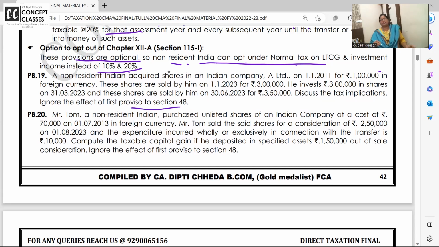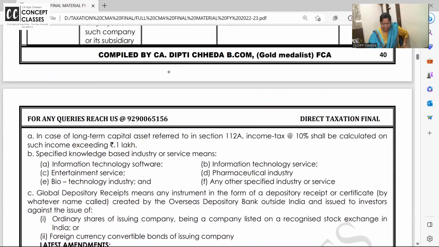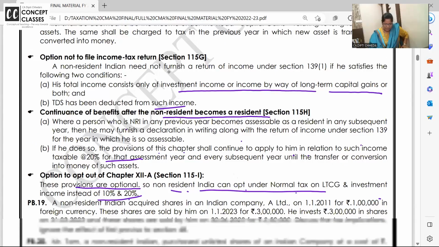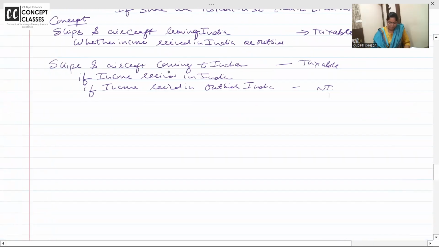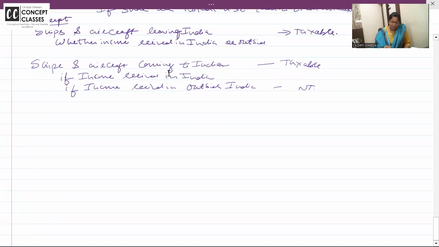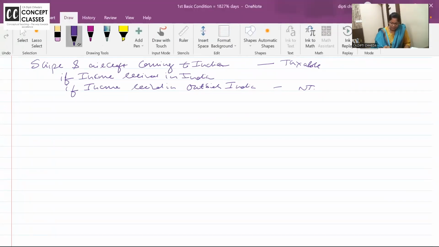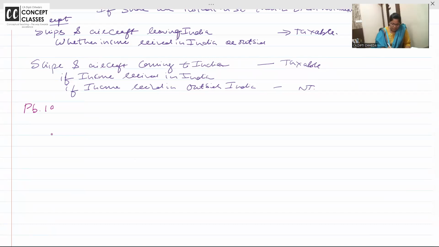What is the first proviso to section 48? That is the conversion into dollars. We have done this, no? This is what we did yesterday, the table was given earlier. Right. Let us do this problem number 19 in notes. Problem number 19. Acquired the shares in 2011.